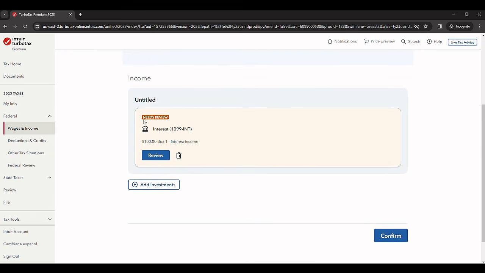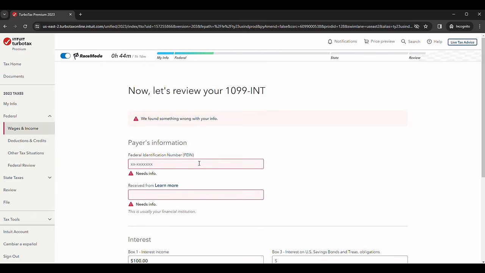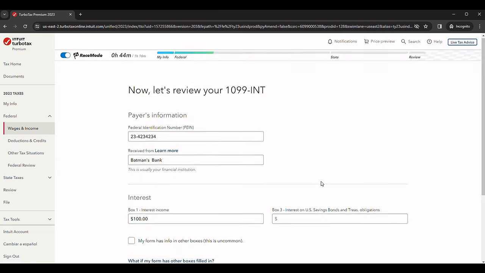Okay, so saying needs review. This is a good example. What do they want to know? We found something wrong. This is the identifying information of the institution that paid you, so their federal identification number. I'll just make it up, but write in whatever it says on your 1099-INT. Received from Batman's Bank. Okay. Boom.